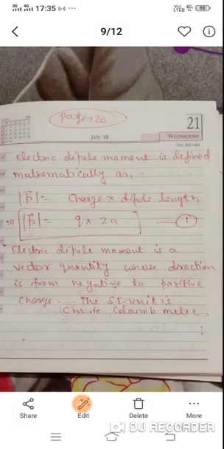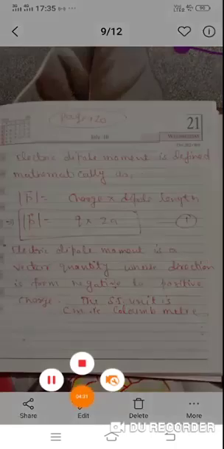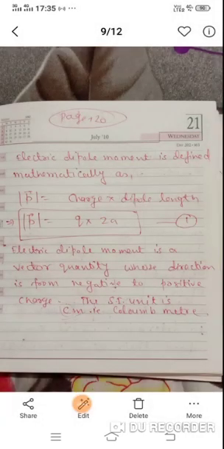Okay, what is the dipole length? You can easily say dipole length is 2a. This is your equation number 1. So the SI unit is coulomb meter, it is a vector quantity, and its value is q into 2a. So this is all about the electric dipole and dipole moment of this heading number 8.